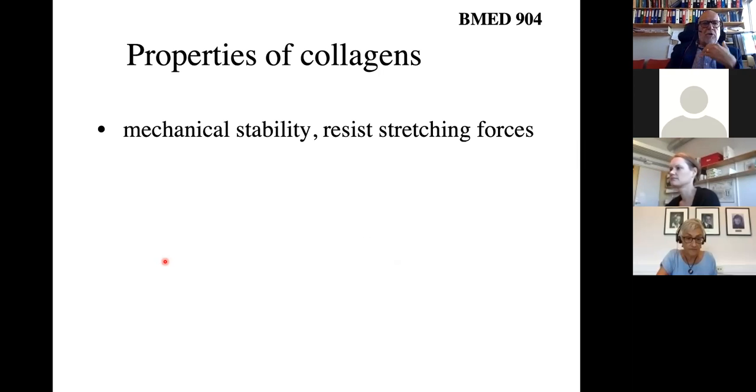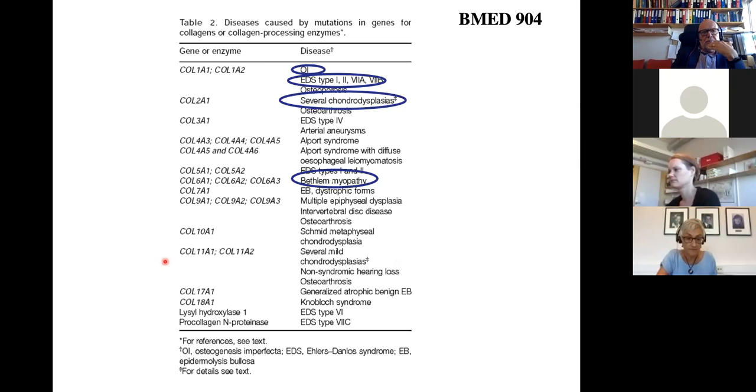So to summarize collagens, they give mechanical stability, restrict stretching forces, and usually when you have a mutation in these, the disease is manifested in the tissue where the collagen is expressed. So if something is expressed in bone, then you will have a bone phenotype. If it's in cartilage, it's a cartilage phenotype. So this goes for osteogenesis imperfecta, chondrodysplasias. If something is expressed in muscle, it will give a muscle phenotype. And this is collagen type 6, which gives Bethlem myopathy.